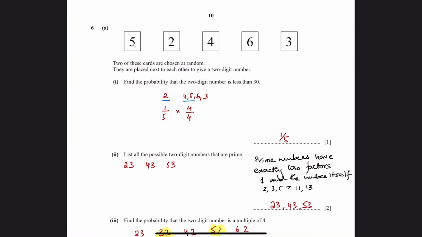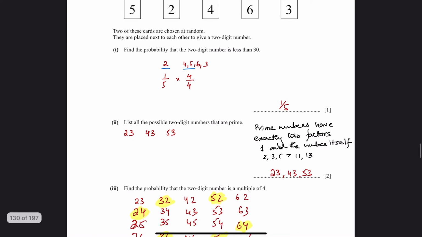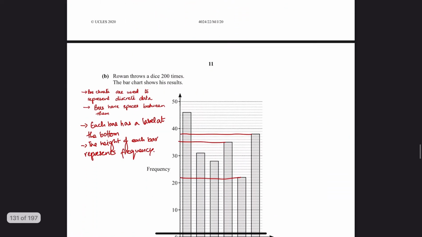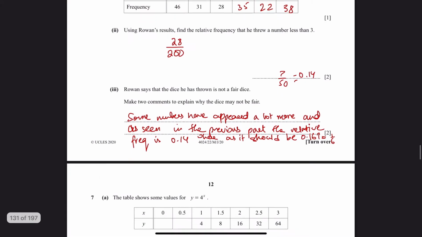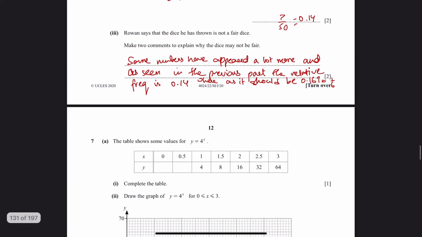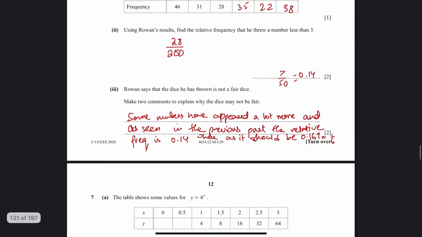Question number 6. Okay, 1/5, 23, 43, 6 over 20, and 35, 22, and 38. All of these are correct answers. Just going over the number.